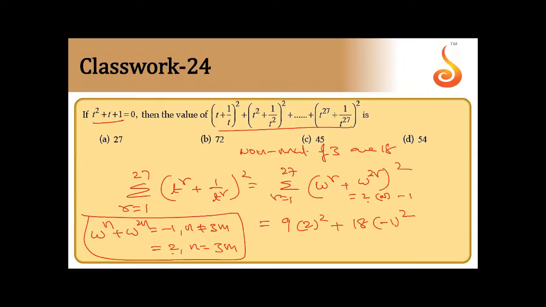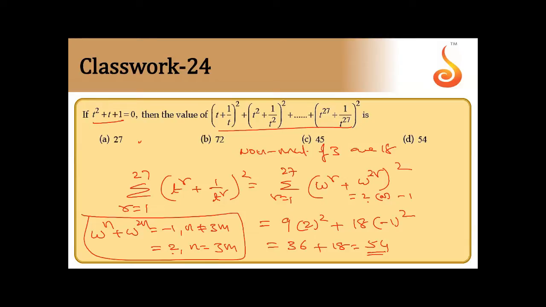Yes, Kaustubh, good. 1 by t is omega square. Samhita, correct. Charanya, correct. Yes, this is 36 plus 18. You'll get the answer 54.